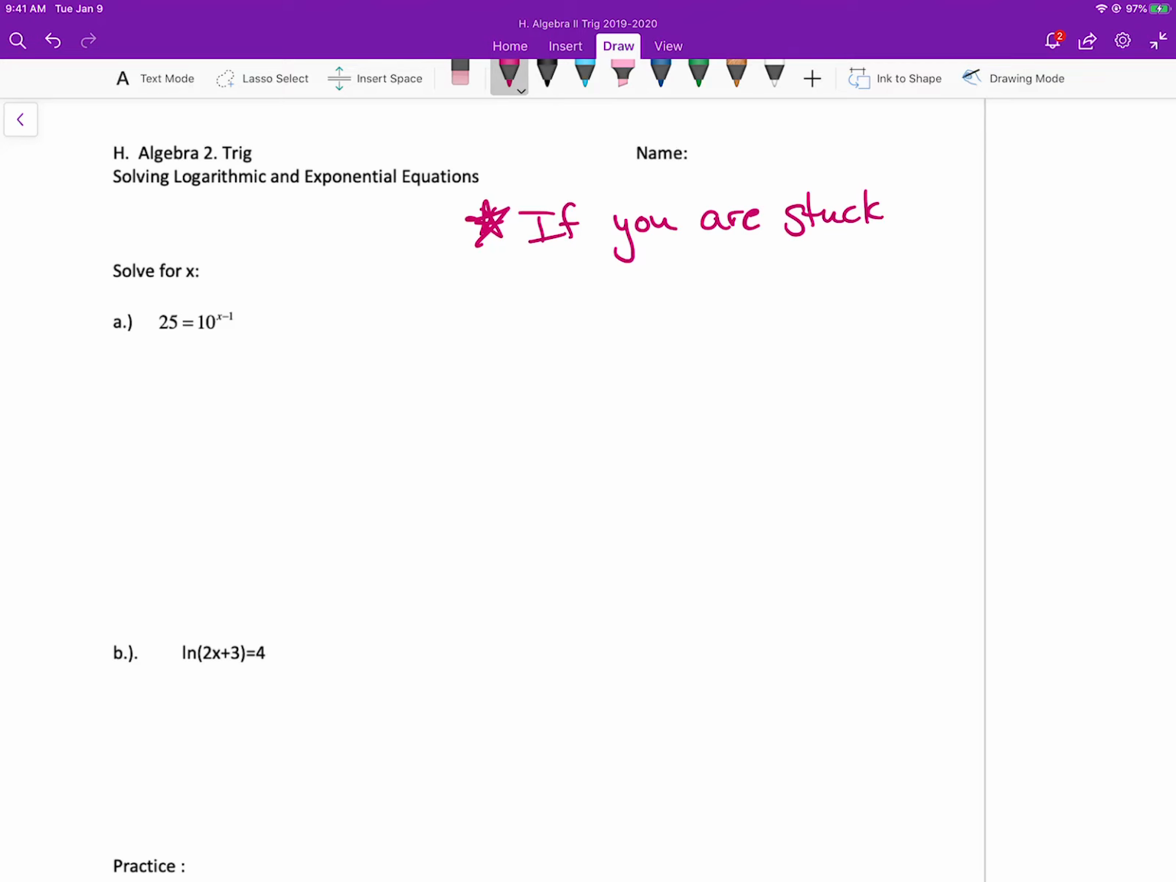What I mean by that is, if the problem is in exponential form and you're stuck and you don't know what to do, try to change it to a logarithm. And if the problem is in logarithmic form and you're stuck, try changing it to an exponent. That's just something you can try to see if it might help. So if you are stuck, change the form. Because we're always thinking, what can we do if we don't know what to do? Sometimes that might help. So let's look at this first problem.